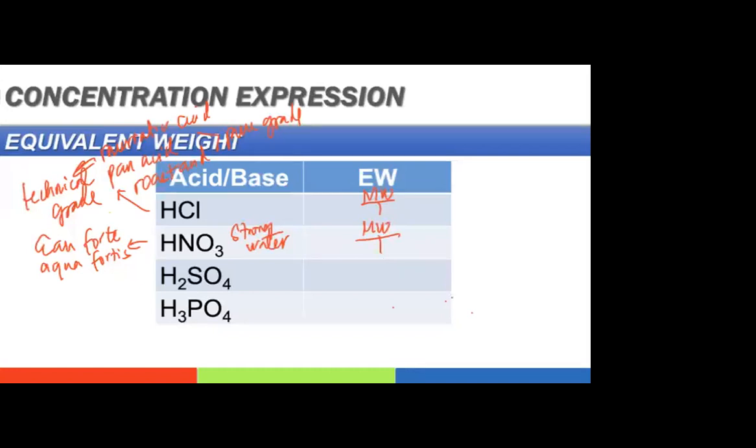Sulfuric acid, what is the other name of it? Hindi niyo maalala? Meron siyang oil, kasi of all acids, siya lang yung mukhang mantika. Oil of vitriol. Very good. So what is its equivalent weight expression? Molecular weight divided by 2. Bakit 2? Dalawa ang hydrogen. Baka i-multiply niyo yan sa 4. Acid siya. Although pwede siyang salt, magbe-base kayo sa number ng hydrogen.